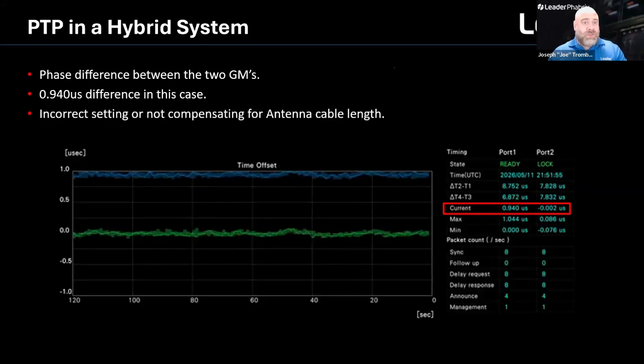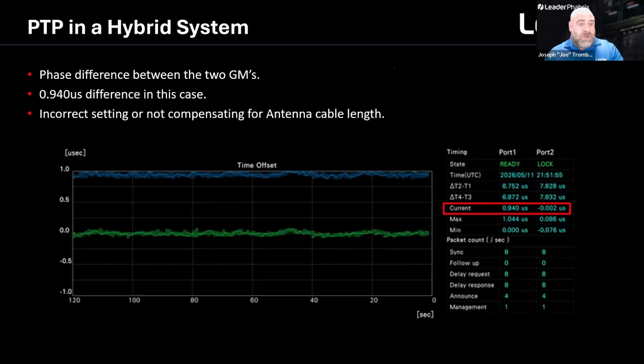So here's a real-world example of a mismatch. The two grandmasters differ by 0.940 microseconds. This is due to a phase difference. In this case, it was a lack of antenna cable compensation. So a sub-microsecond number can look harmless until you remember it's large relative to a tightly engineered reference environment.